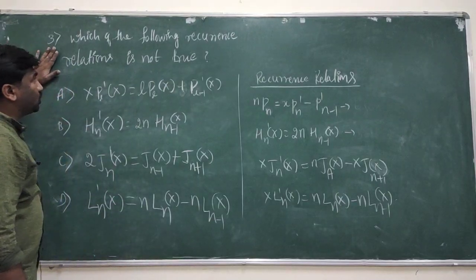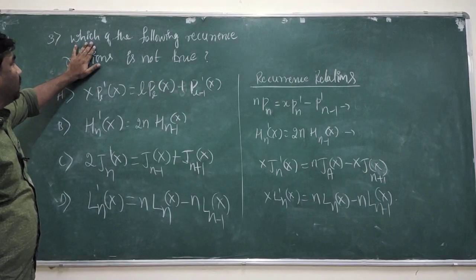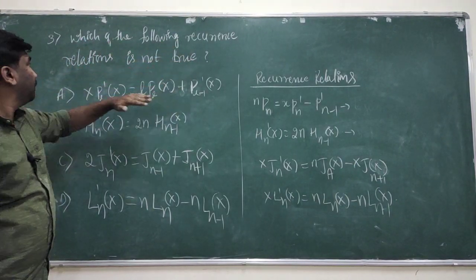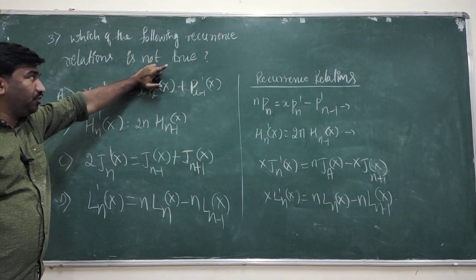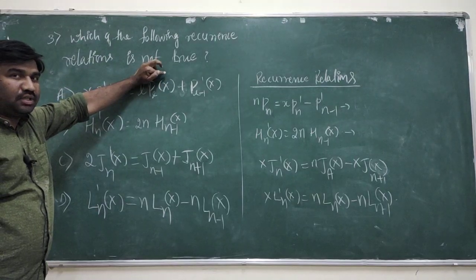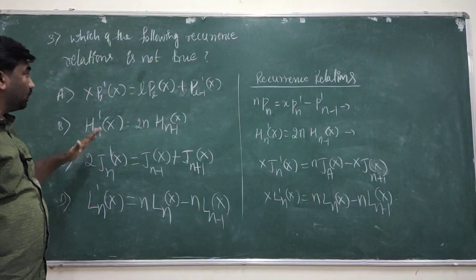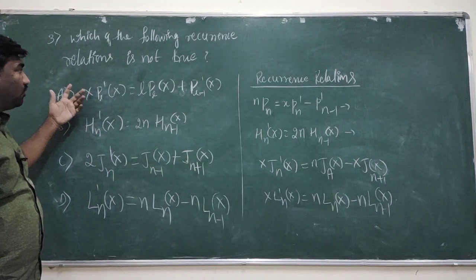And this is question number 3, which is asked in the 2014 paper based on special functions. Which of the following recurrence relations is not true? So definitely a question from the special functions. At least 1 or 2 questions every year will be asked, and they will come for 2 or 4 marks.